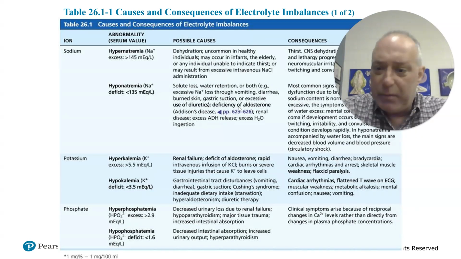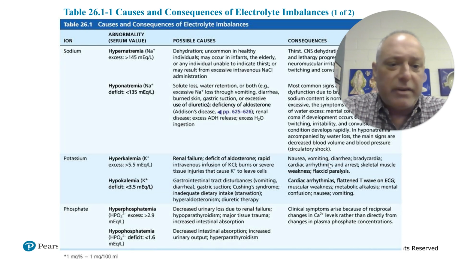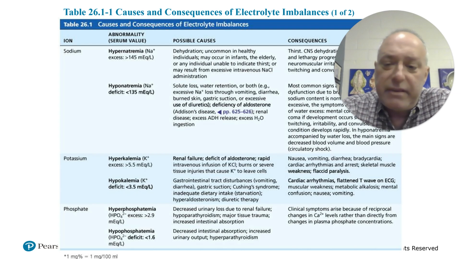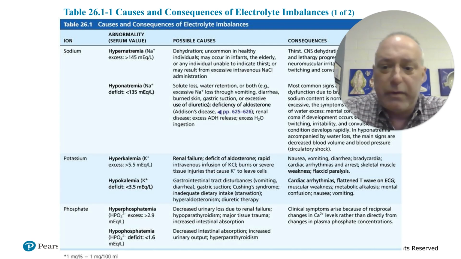Then we've got kalemia, which is potassium. So hyperkalemia, high potassium. This is a result of nausea and vomiting and diarrhea. There's also hypokalemia. Now, this is actually a very dangerous condition because the potassium is so important with the heart contractions. And so the consequence of hypokalemia or decreased potassium is cardiac arrhythmias, muscle weakness, mental confusion.